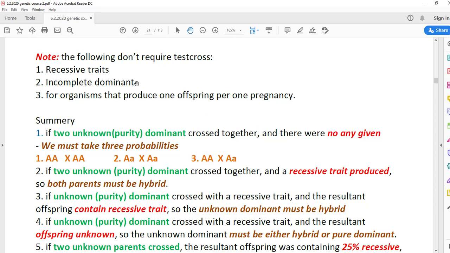Recessive trait, phenotype indicates the genotype. Second, incomplete dominant: for each characteristic we have 3 traits, so all phenotypes indicate all genotypes in incomplete dominant, for example pink flower, red flower, white flower. So in snapdragon or 4 o'clock flower we have 3 traits for each characteristic. For example, R capital R capital represents red, R capital W represents pink, WW represents white, so all genotype and phenotype indicate each other. And the third point: the organism that produces one offspring per one pregnancy.